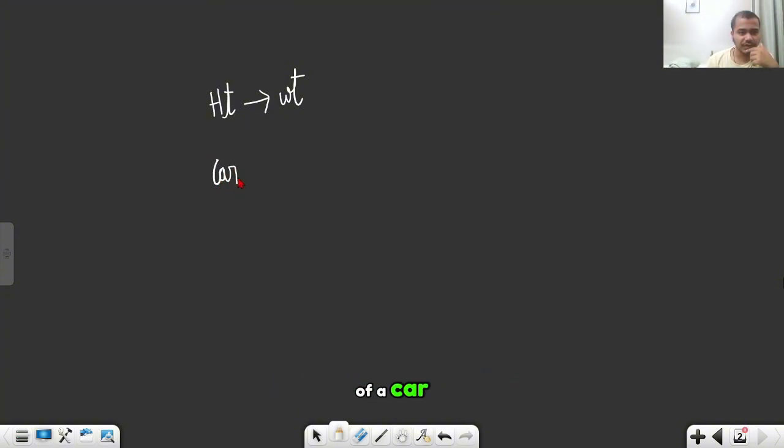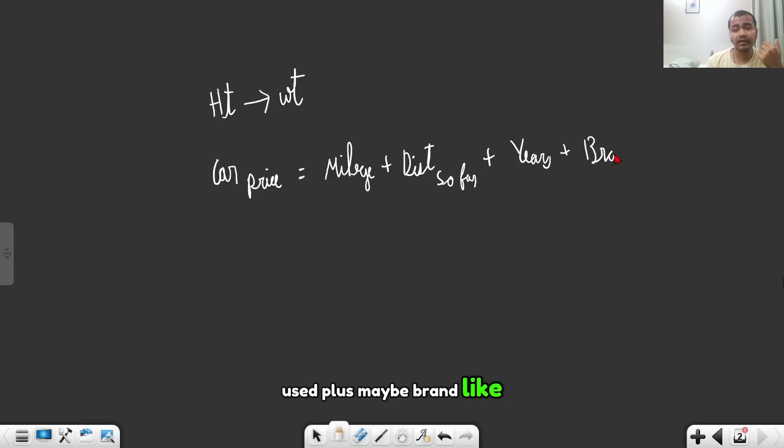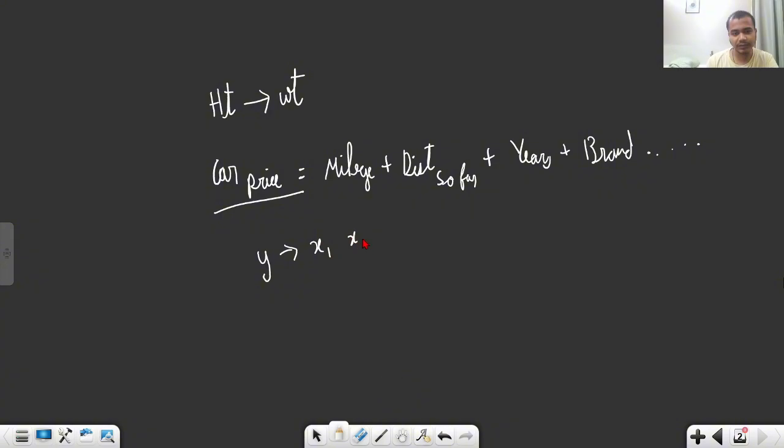Now the price of a car will be dependent on mileage, plus the distance it has traveled so far, plus the years it has been used, plus maybe the brand like Benz, Rolls Royce. These are highly costly cars. So there are many factors or features which determine the price of a car. Simply we can say that y is dependent on many x.